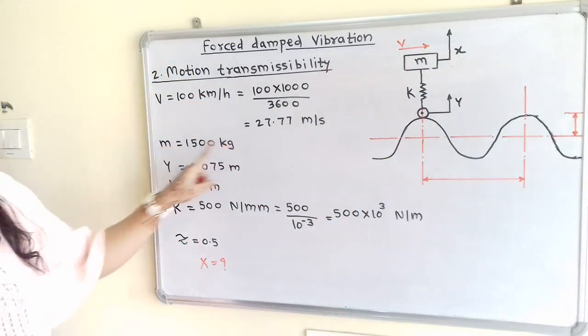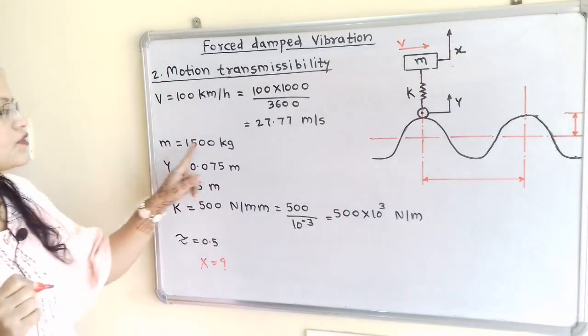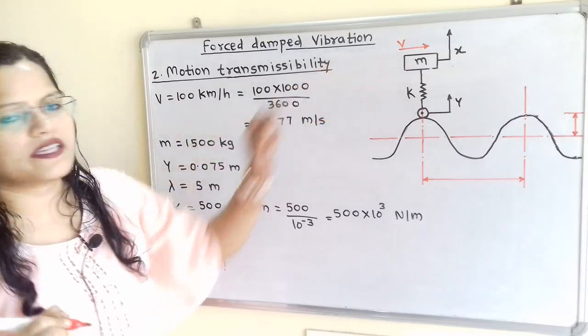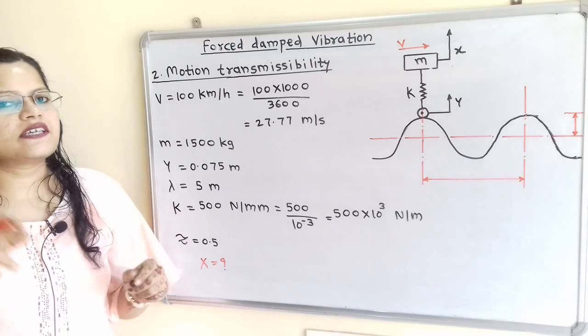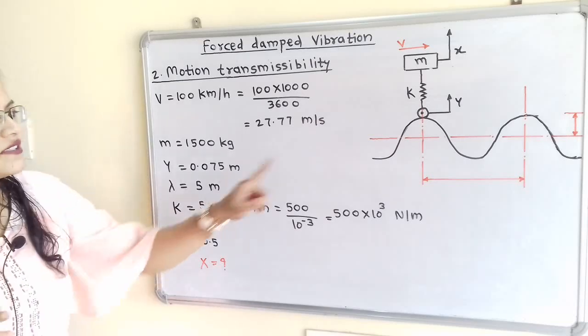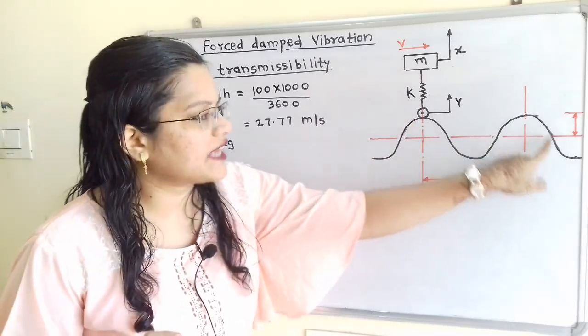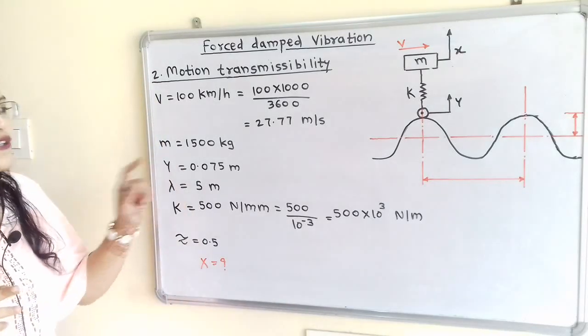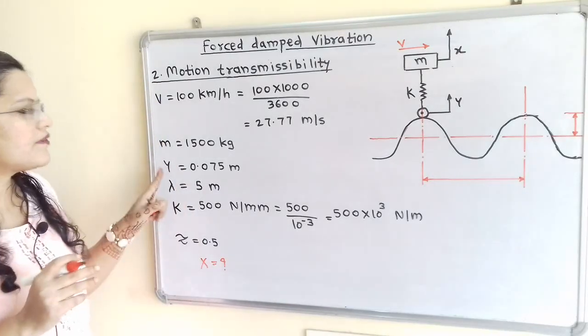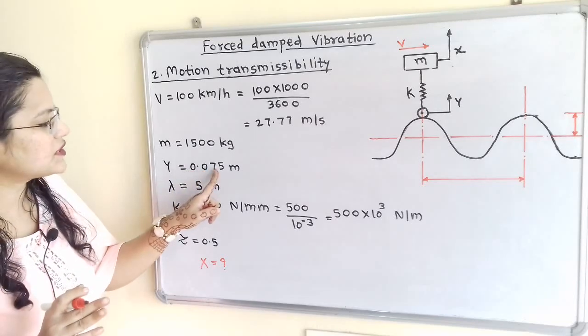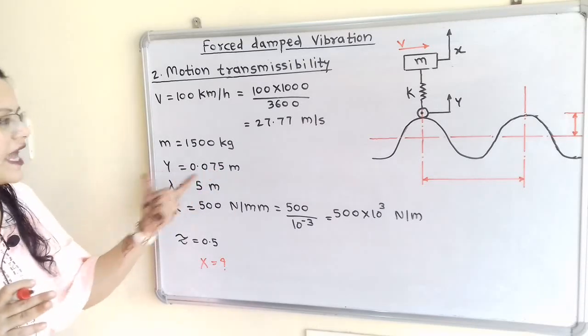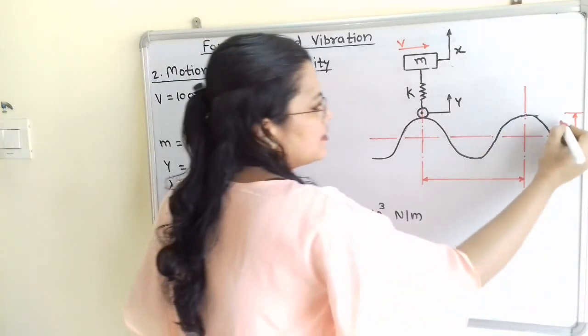Now the mass of the vehicle is also given, 1500 kilograms. So here is the mass m. Then the base is given in sinusoidal form, so we have to draw the sine curve here. Now the amplitude of the base is given. We will say here y is equal to 0.075 meter. So this amplitude we will mention here as y.